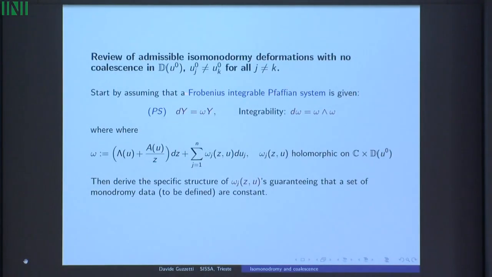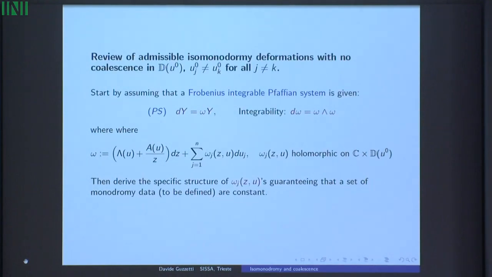It means that there is a Frobenius integrable Pfaffian system, which is this one, where omega, this differential form, is a form in variables z, u1, ..., un. So the z part is the part governed by our differential system. And then there is another remaining part, which is this one, with holomorphic coefficients in C times our polydisk. I recall that this polydisk has no coalescence points.